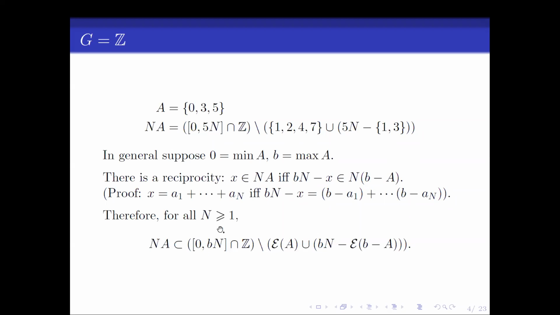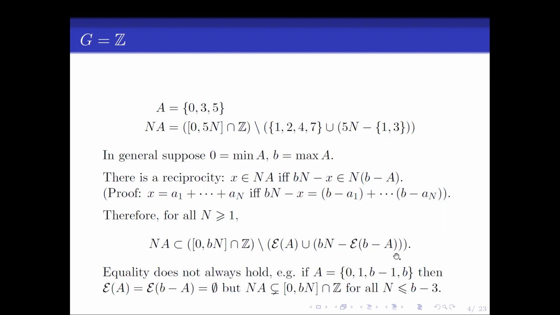Okay, so for all n at least 1, the sumset nA is contained in this set on the right, which looks a bit horrible, but I hope I've described enough of what's going on here. It's the integer points contained in this dilated interval, but I miss something at the beginning coming from the exceptional elements of A, and I miss something at the end coming from the exceptional elements of B minus A, suitably translated.